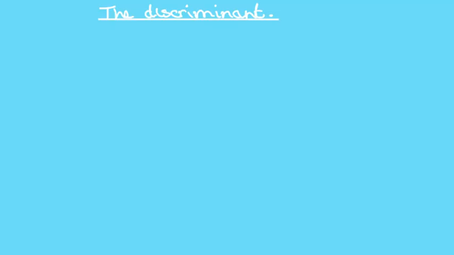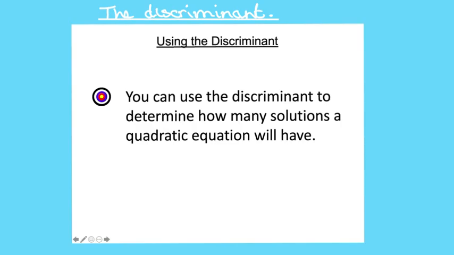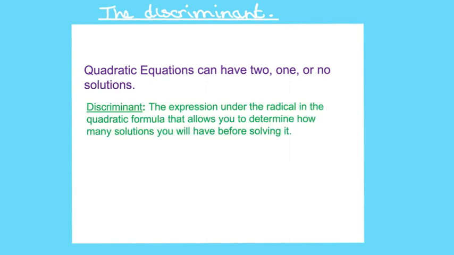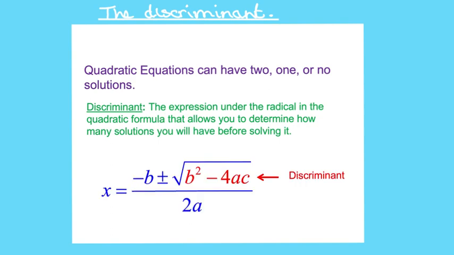The discriminant. You can use the discriminant to determine how many solutions a quadratic equation will have. Quadratic equations can have 2, 1, or no solutions. The discriminant is the expression under the radical in the quadratic formula that allows you to determine how many solutions you will have before solving it. The discriminant is shown in red. b squared minus 4ac is the discriminant.